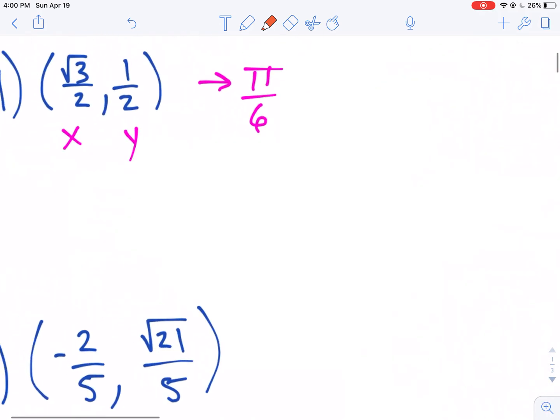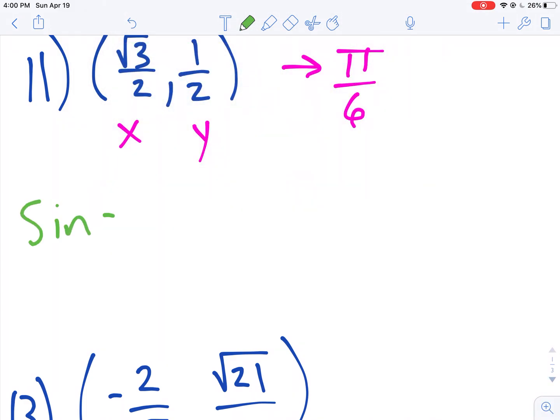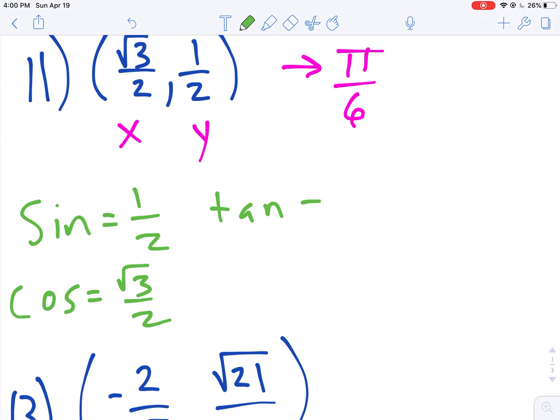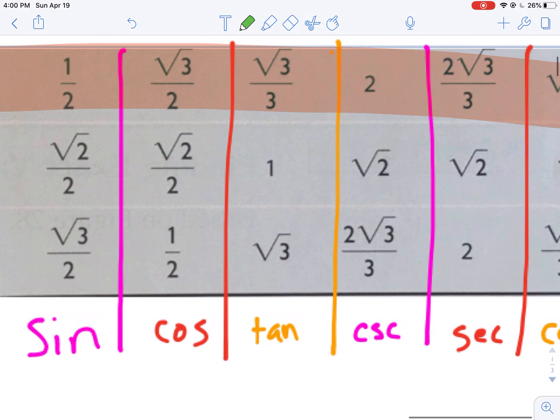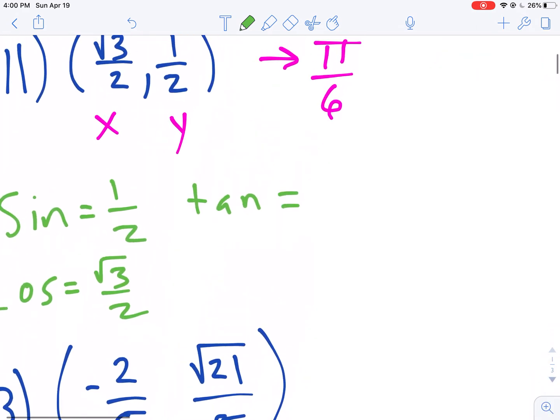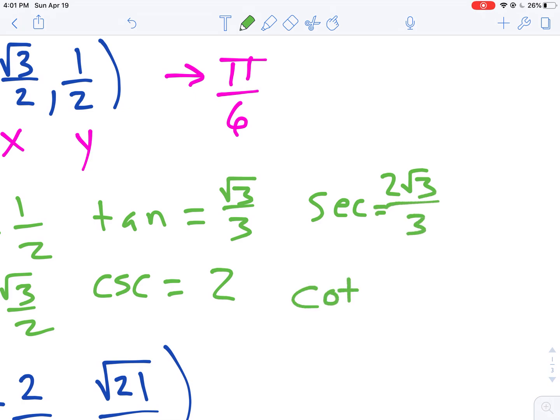So my sine is 1/2. My cosine is root 3 over 2. My tangent, let's go find that one out. My tangent, according to this, is root 3 over 3. Just like that chart tells me, my cosecant is 2. That chart tells me that my secant is 2 times the square root of 3 over 3. And that chart also tells me that my cotangent is the square root of 3.